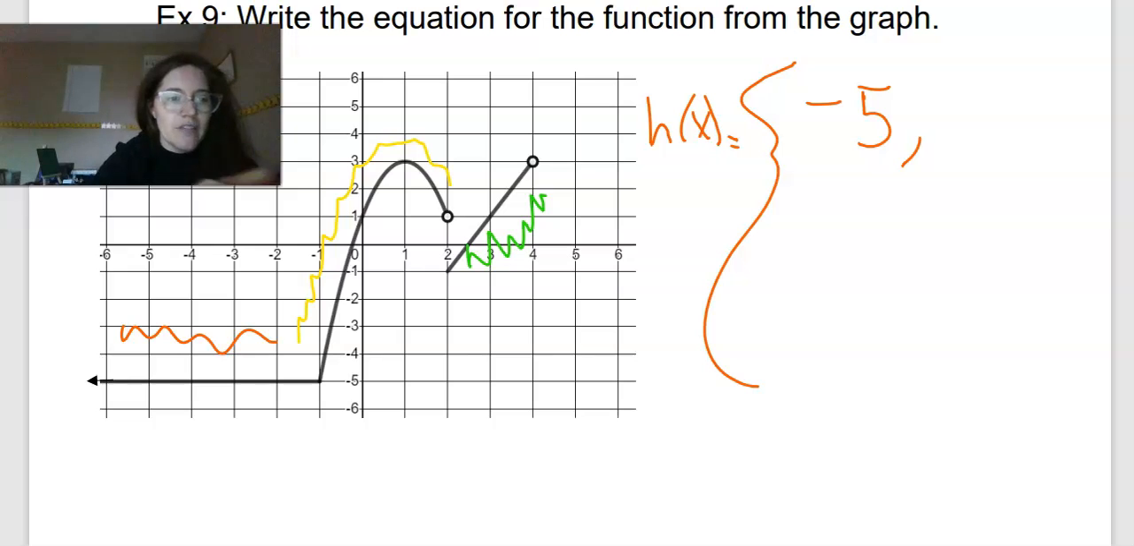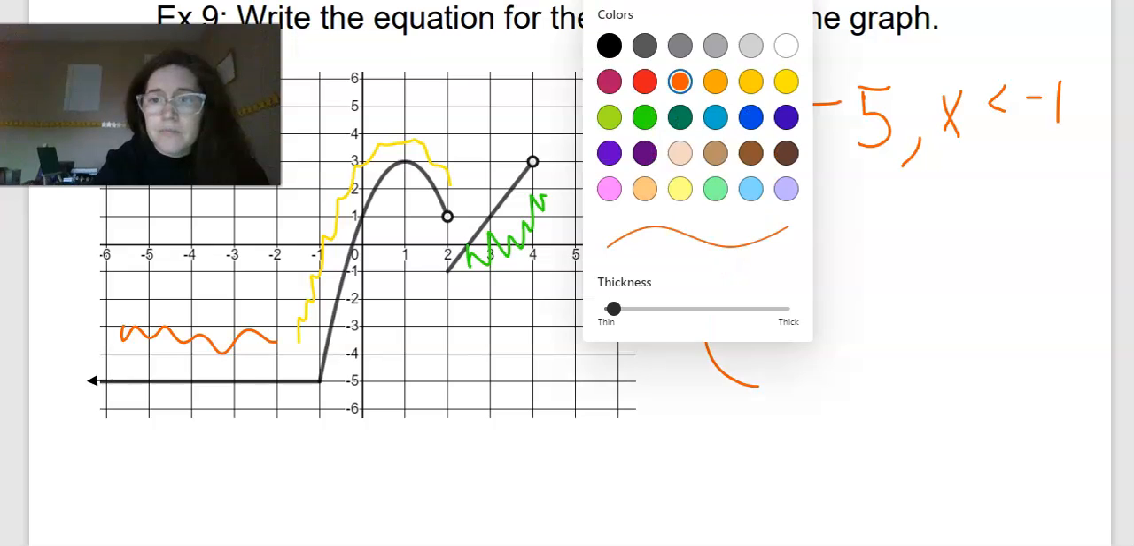Everywhere, all the way negative, negative, negative, until I get to -1. So you're going to go -1. X is less than -1. Now I'm going to hold off on the next symbol, and you'll see why. Let's go to our friend the yellow.